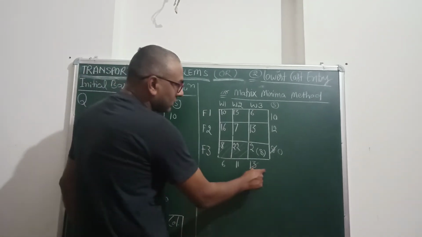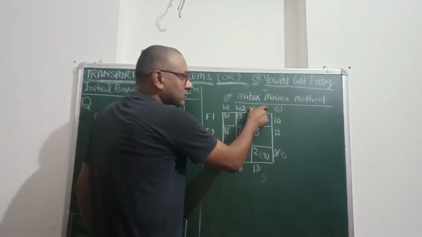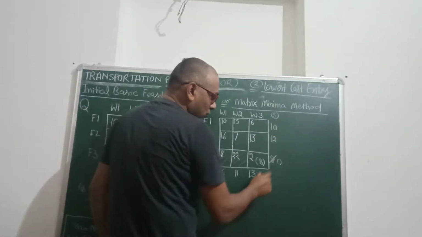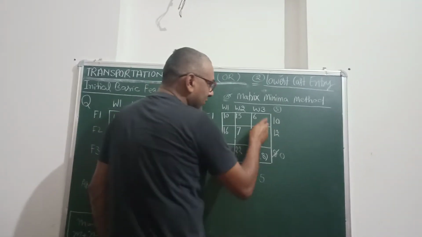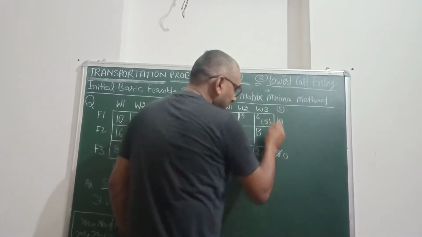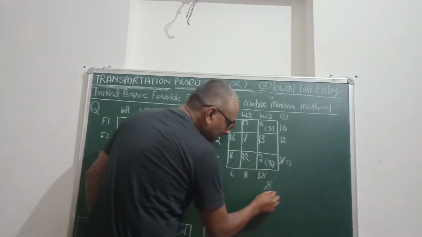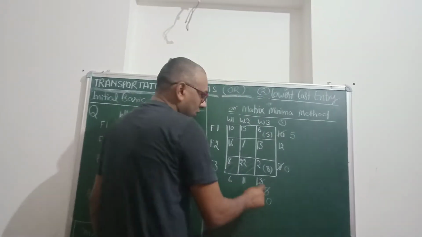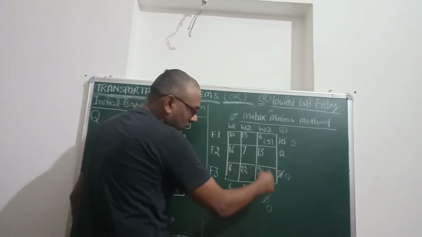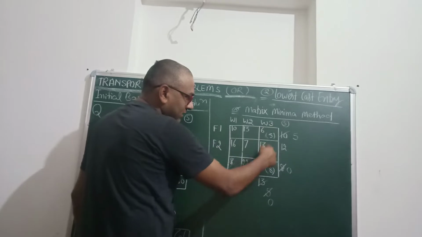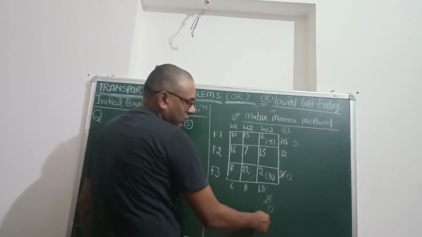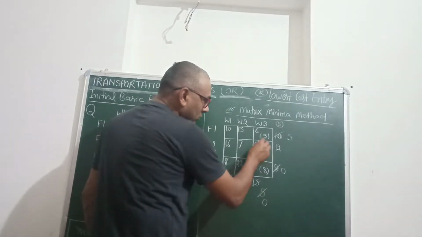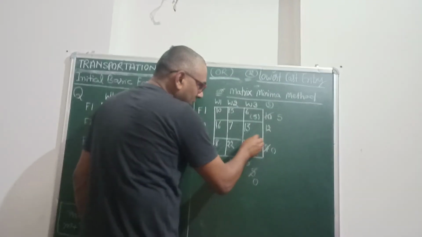Now you will see that only 5 is the demand for warehouse 3 and the supply is 10, so we will allocate all these 5 units here, and the demand will become 0 and the supply will become 5. Now you will see that no further unit can be allocated to this warehouse as the demand has been fulfilled, so this amount will be cancelled.